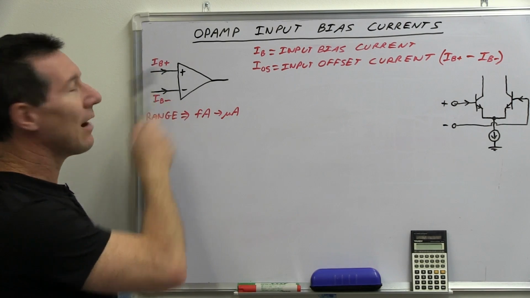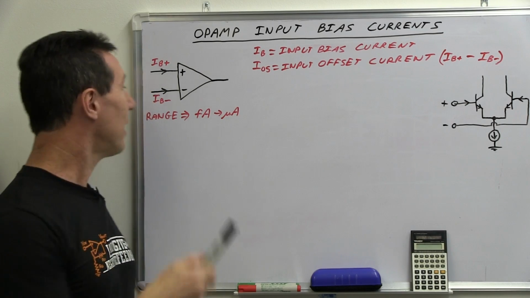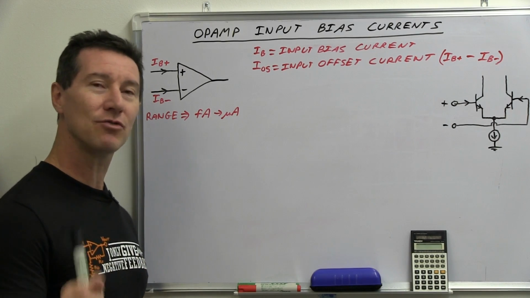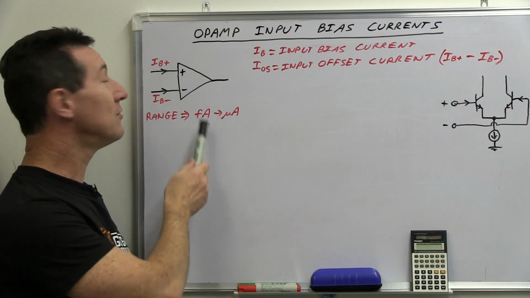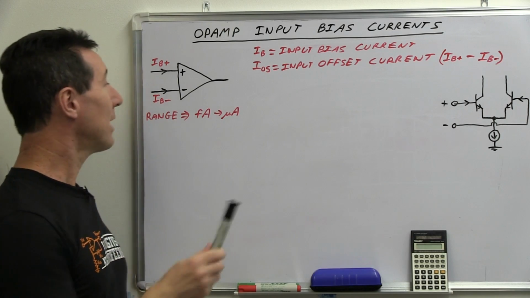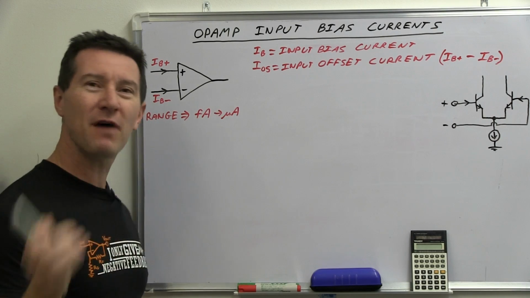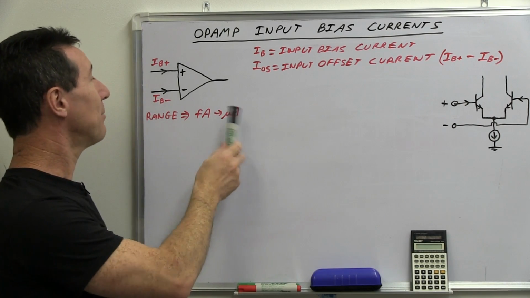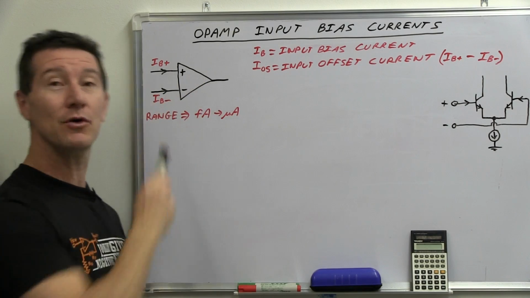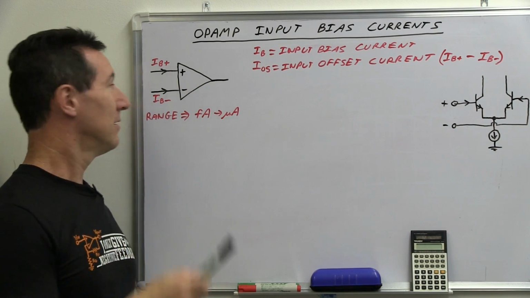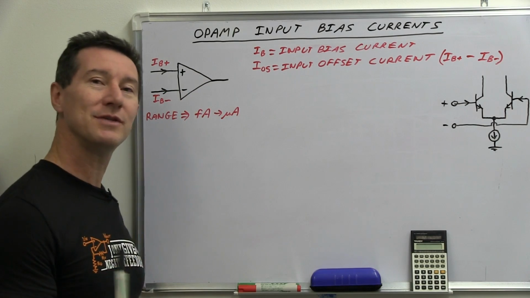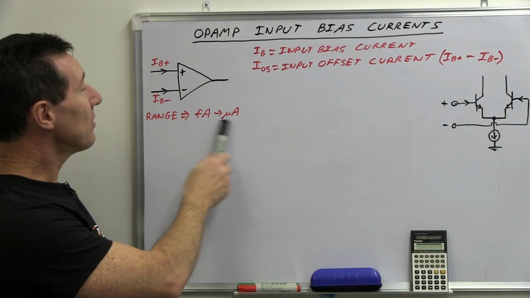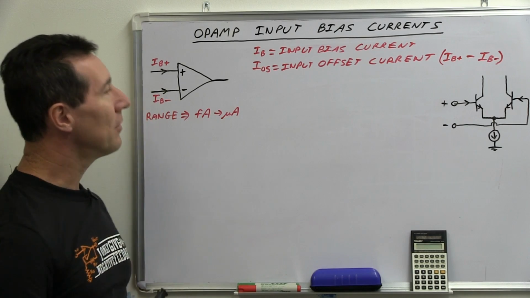Now, this input current in practice can range anywhere from femtoamps. A really precision instrumentation grade op-amp might have a few tens of femtoamps input current. Or for a really fast wide bandwidth op-amp, they don't care about the input current, so it's going to be a couple of microamps. They're going to optimize the internal architecture for bandwidth and slew rate and all sorts of other things. So there's a pretty big range there in the input bias current.